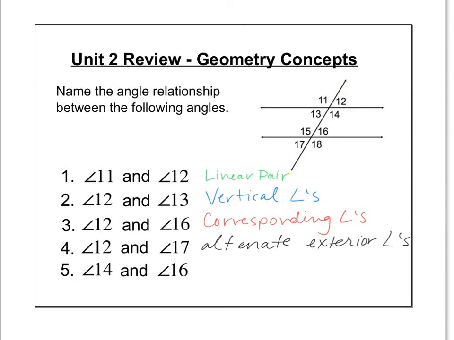And number 5, angles 14 and 16. So 14 and 16, if I color those in, here's 14, here's 16. Ooh, those are interior angles. If you look at these two lines, see how 14 and 16 are between them? So they're interior. You have to decide, are they alternate interior or consecutive interior? Since they are on the same side of the transversal, since they're both on the right side of that, then they're called consecutive interior. You're going to need to know these different types of angles for the quiz.